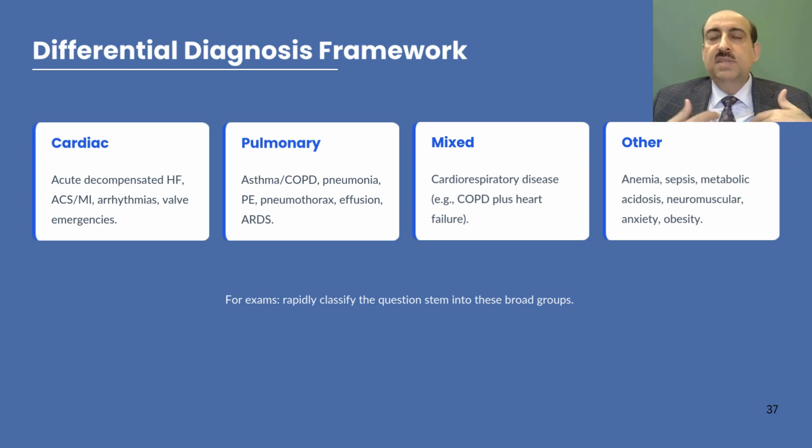Pulmonary, you have airway disease, parenchymal disease, pleural disease. Again, differentials are wide. Mixed cardiorespiratory could be both COPD plus heart failure, cor pulmonale, and there is no doubt that heart and lungs go hand in hand together. Others could be anemia, diabetic ketoacidosis, sepsis, neuromuscular, anxiety, obesity, hypoventilation. So whenever you come across any OSCE clinical question or any clinical exam setting, think of the diagnostic framework based on a systematic approach of classification. So please refer to module 1, don't forget that.